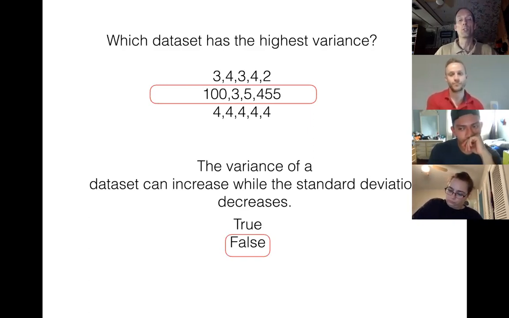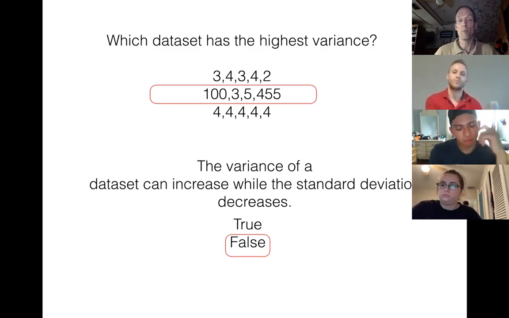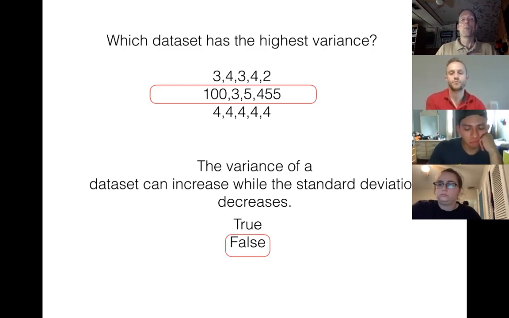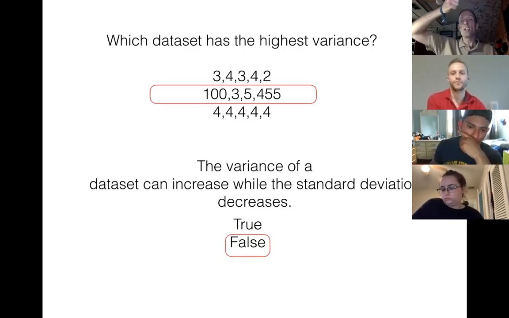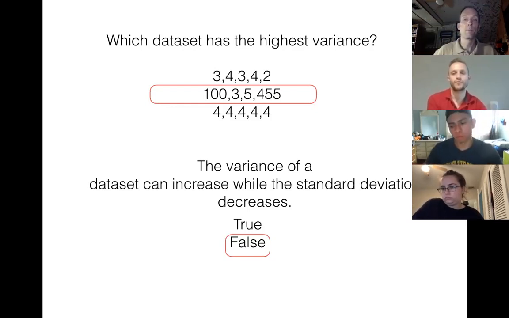What makes it false? Well, we start off with the variance, then we get the standard deviation from the variance. One's the square root of the other. So if we start with a variance of 16, the square root of 16 would be 4. If that 16 goes higher, is the square root of that number going to get bigger or smaller?